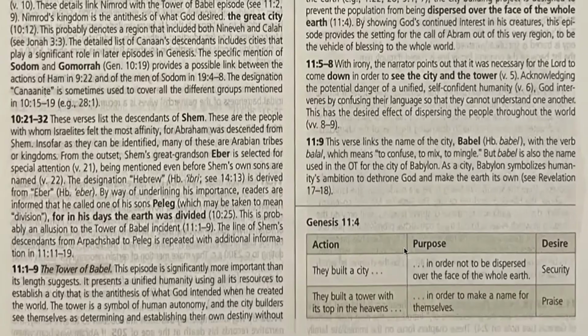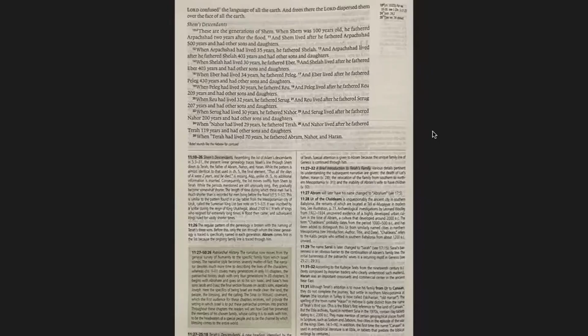All right. So we have 3 columns, right? Action, purpose, desire. They build a city. That's the action. The purpose, in order not to be dispersed over the face of the earth. The desire, they desire security. The action, they build a tower with its top to the heavens. The purpose, in order to make a name for themselves. They want praise. So they want security and praise. What does God have to say about it? He thought, hey, I got to come down and break this party up.